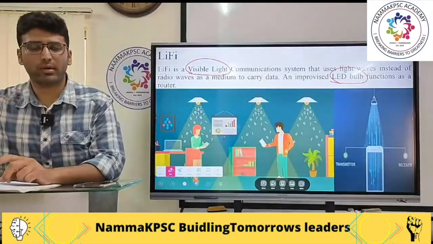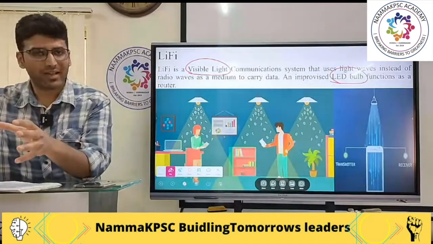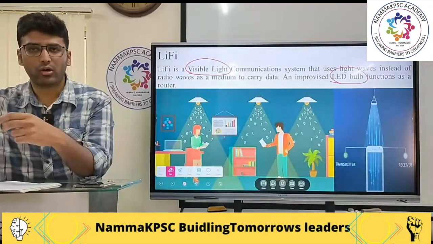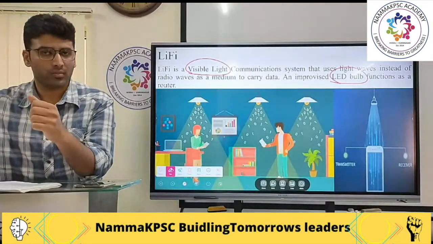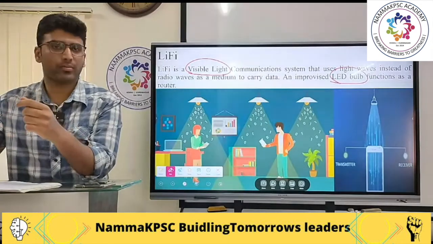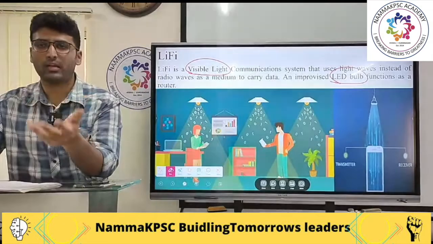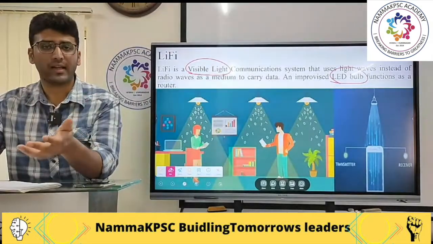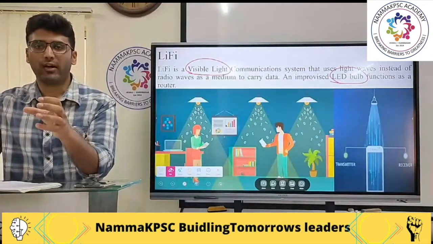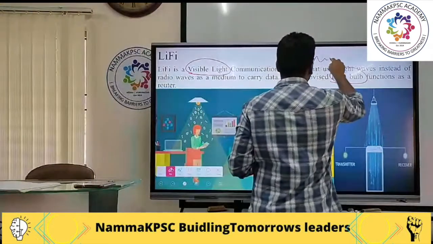If you remember, we discussed how your solar cell works. You receive solar energy, electrons are knocked out, electricity is produced. You reverse the process. You supply electricity, and it will give out energy in the form of light. Now, since an LED is an electronic device, it is possible for you to modulate light.